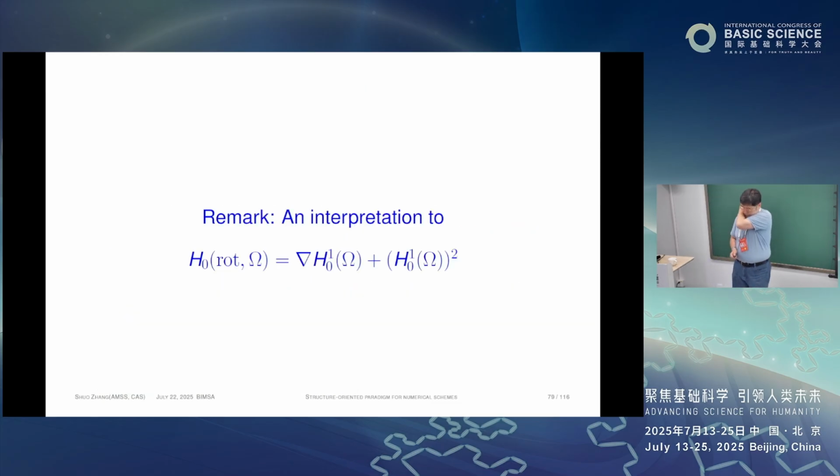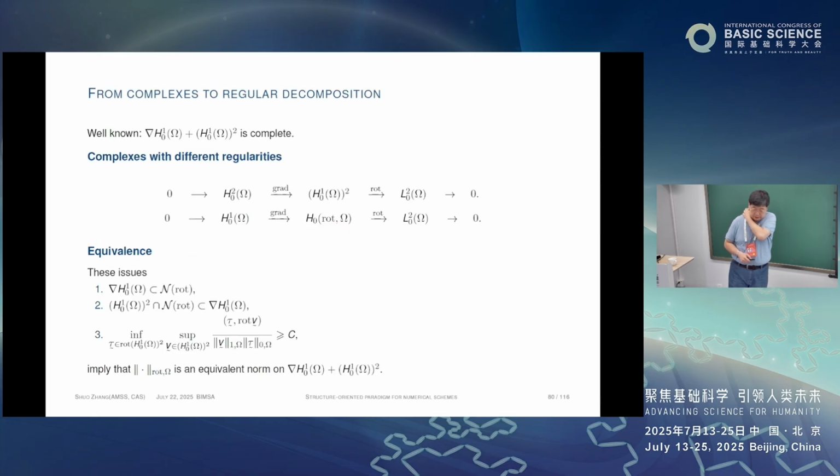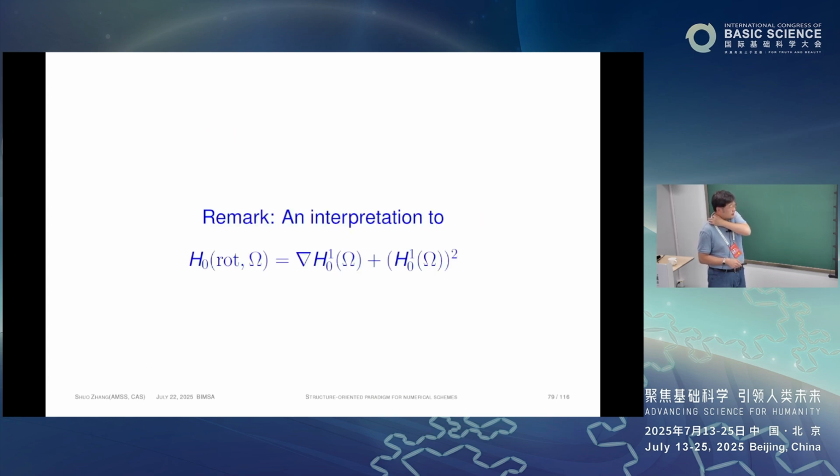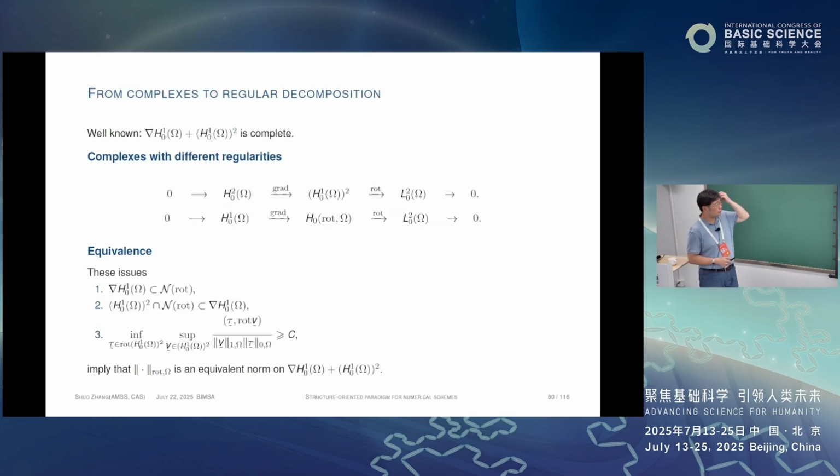So I would like to introduce my interpretation of this stable decomposition, that H(curl) equals to gradient H1 plus H1. This stable decomposition, maybe stable summation, is very familiar to our community. So how to understand it? We still begin with these two complexes.